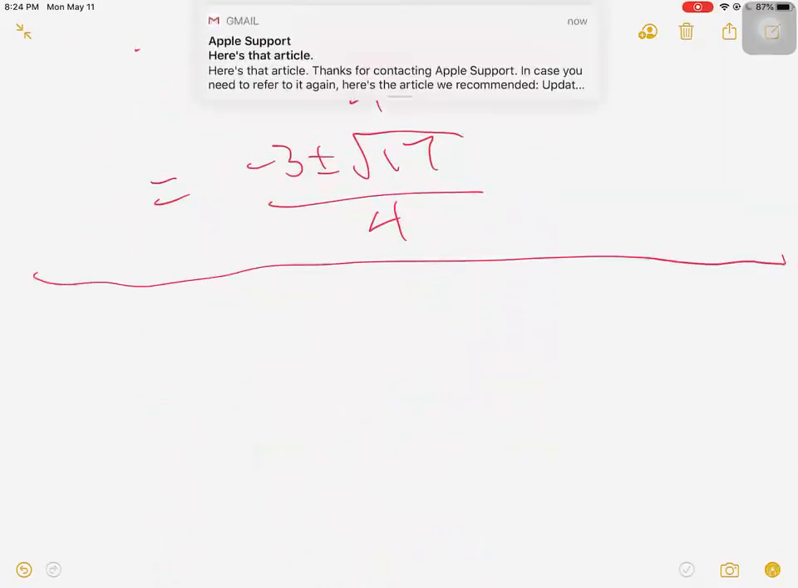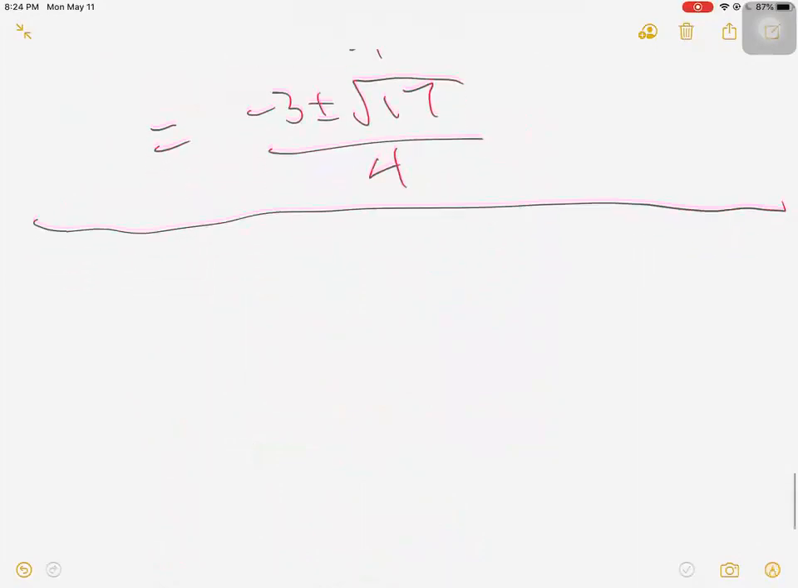Why do I keep getting so many notifications?